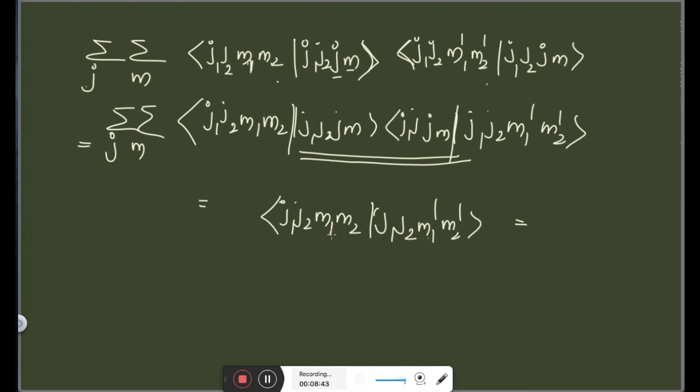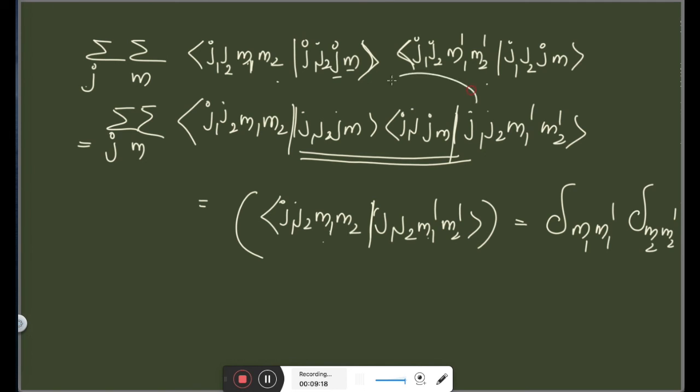So what you will get is ⟨j1, j2, m1, m2 | j1, j2, m1 dash, m2 dash⟩ gives you 1 if m1 dash is equal to m1 and m2 dash is equal to m2. So you can write it as del m1, m1 dash and del m2, m2 dash. Otherwise, if they are different, they are orthogonal. Every other coefficients are orthogonal to each other. They are orthonormal eigenstates.